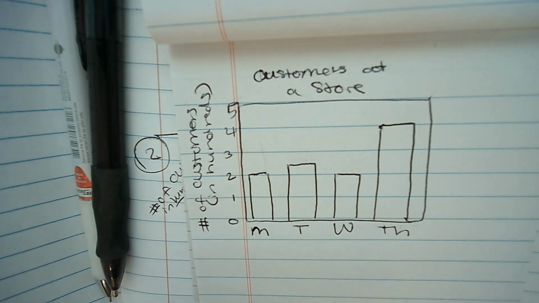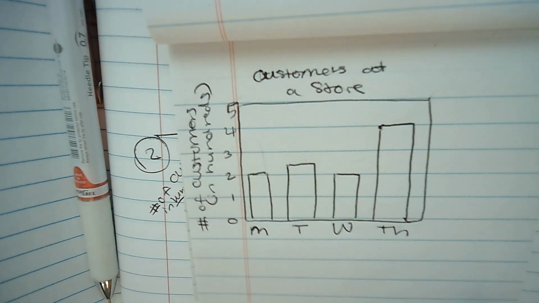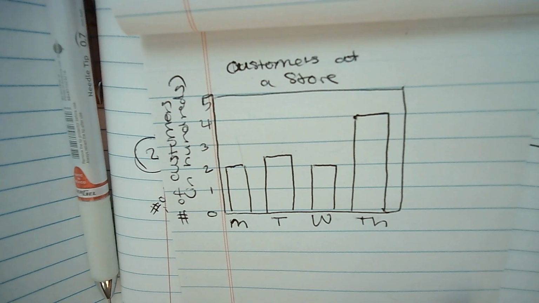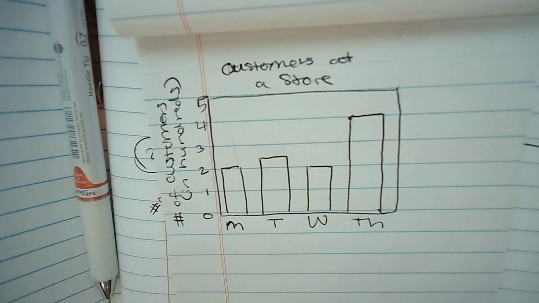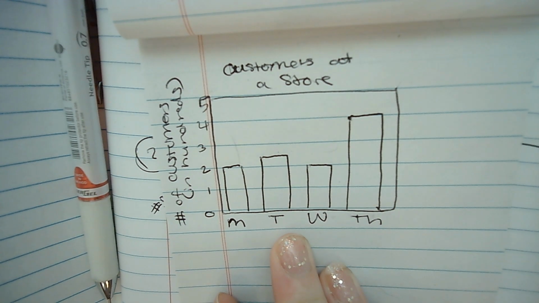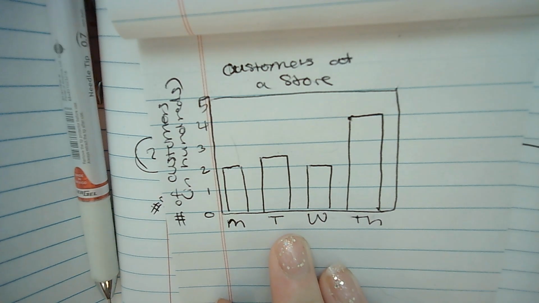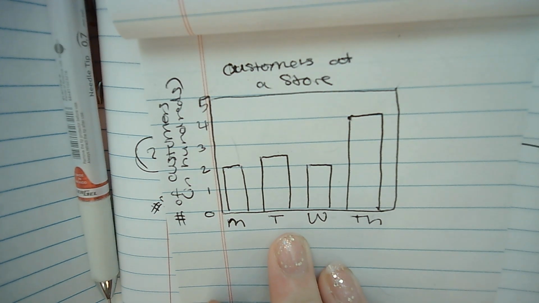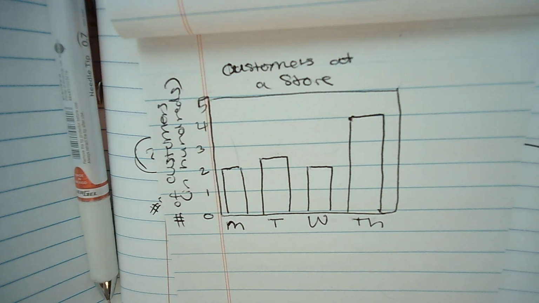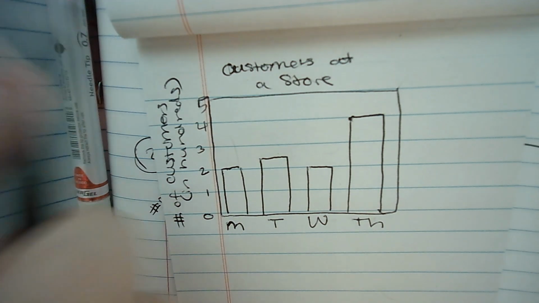Okay, so this is question 2, and I just figured I'd draw it for you. The question is, the bar graph shows the number of customers who shopped at a store Monday through Thursday of 1 week. If the number of customers on Friday was a 1/5 increase over the number of customers on Thursday, how many customers shopped at the store on Friday?